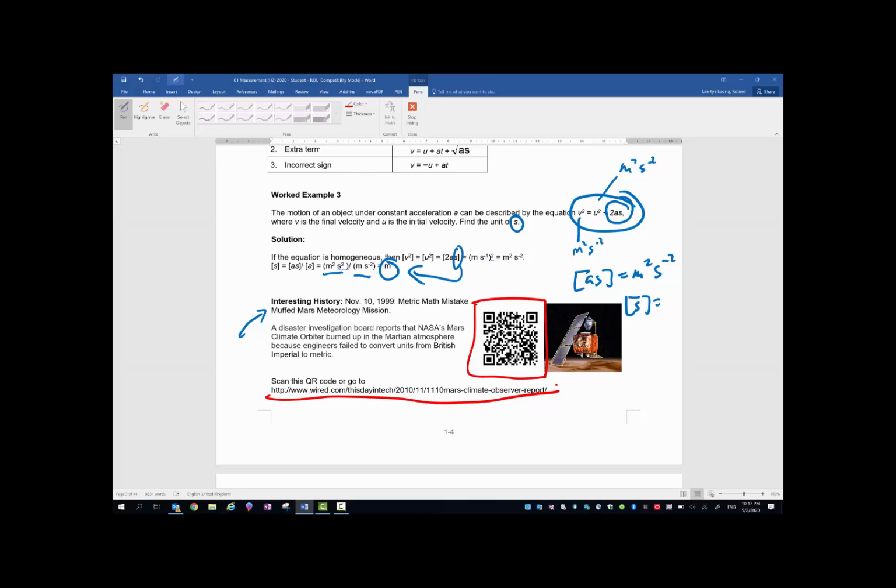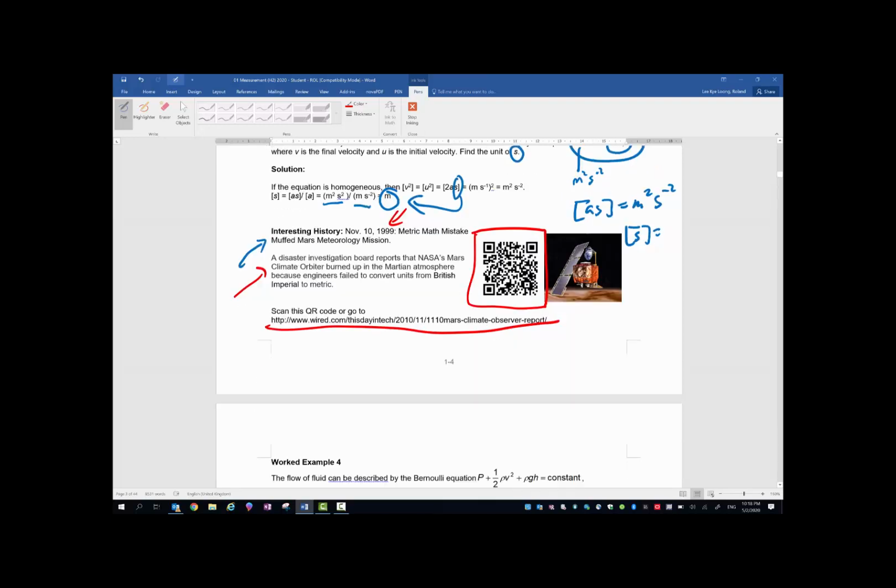Okay, so one group uses kilograms, the other group uses pounds. One group uses meters, the other group uses yards. Because they did not convert the units correctly, the calculation was wrong. So the rocket science formula didn't work, and the wrong calculation caused this thing to burn up in the atmosphere. But at least there was no human tragedy, because there were no casualties, because this was an unmanned object. This actually took place in 1999. So do read about that.